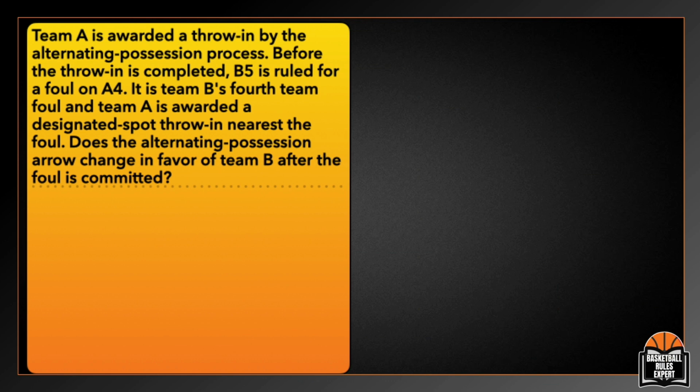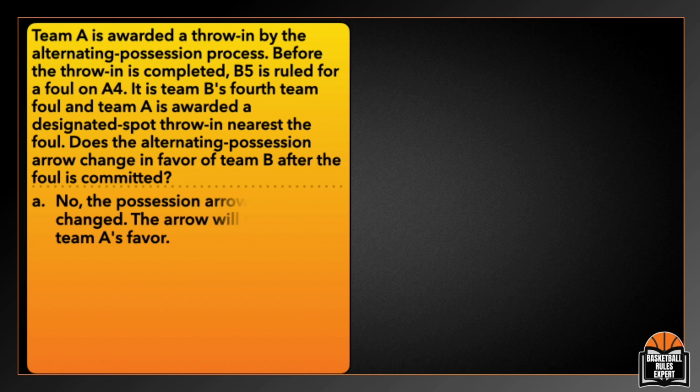Team A is awarded a throw-in by the alternating possession process. Before the throw-in is completed, B5 is ruled for a foul on A4. It is Team B's fourth team foul, and Team A is awarded a designated spot throw-in nearest the foul. Does the alternating possession arrow change in favor of Team B after the foul is committed?